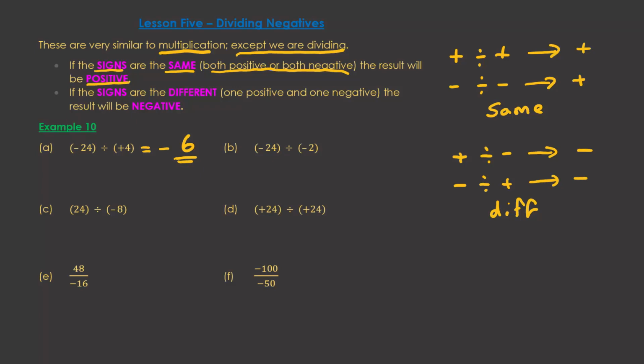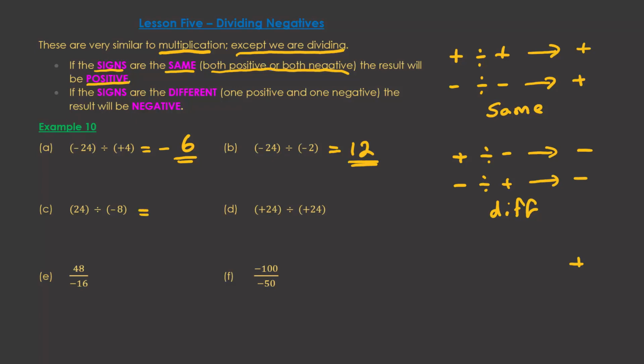Negative 24 divided by negative 2, that's a negative divided by a negative. The signs are the same, so I know the answer would be positive. Now I can either write that plus down or just leave it. 24 divided by 2 is 12. I know this is a positive 12 because it doesn't have a negative sign in front of it.